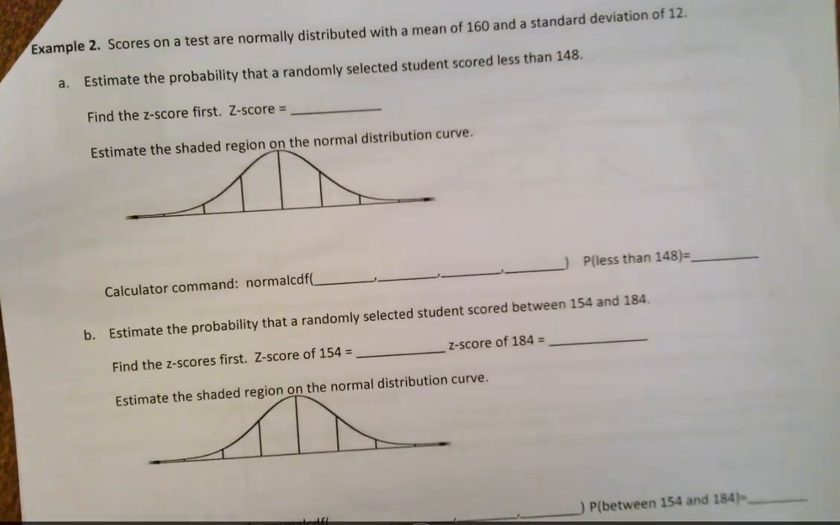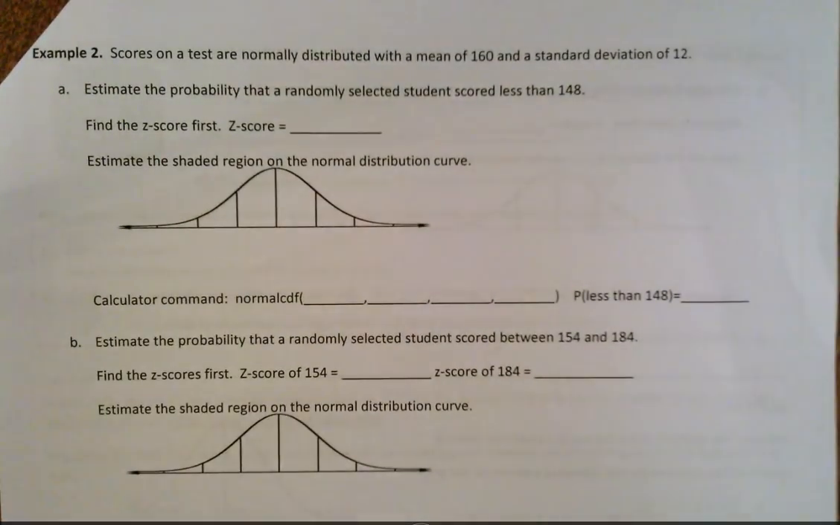All right, this time I'm not going to give you the z-score. We're going to have to find the z-score, and then we're going to do everything we just did. Here, scores on a test are normally distributed with a mean of 160 and a standard deviation of 12. Go ahead, take a second and fill in your bell curve. I'm going to pause the video. You pause it too. Fill in the bell curve and then come back.